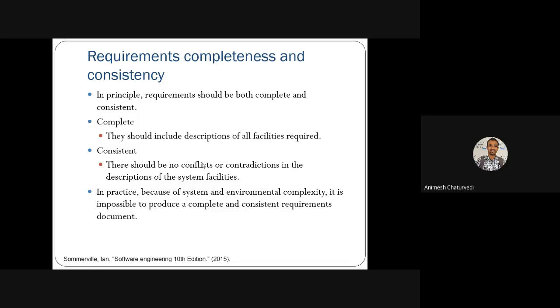Then in practice, usually the system and its environmental complexity are greater compared to the requirements. So all these aspects, which could make project completion impossible, and all the requirements should be mentioned for the system and environmental complexity, so that you'll have a smoother development and deployment of that system.